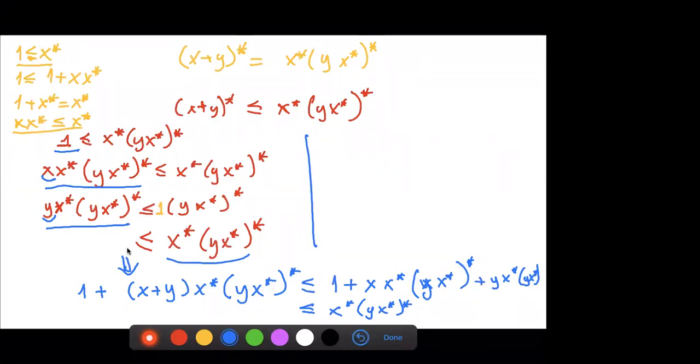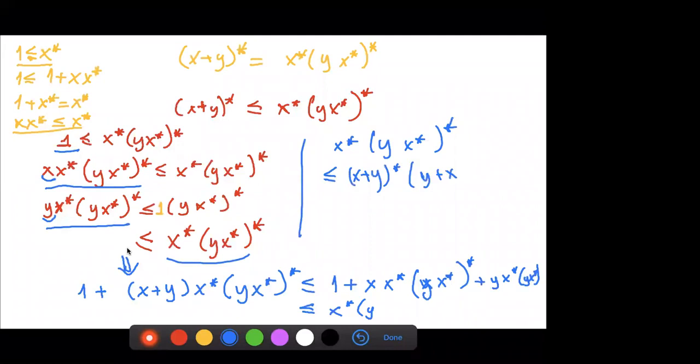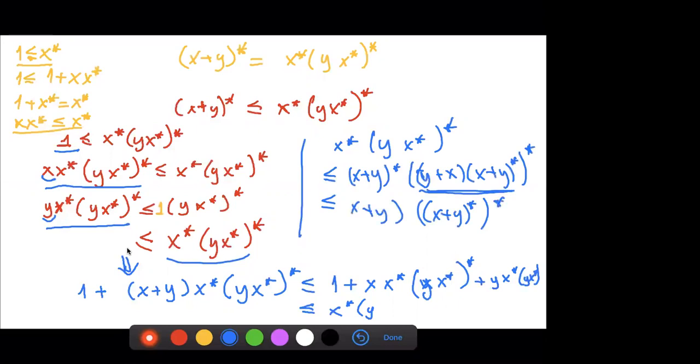don't know why I keep replacing x's by a's. So for the other direction, I'll just take x star, y x star star, and I can now replace x and y by x plus y everywhere because of monotonicity. And when you do that, you can now see again by monotonicity that this thing here is below x plus y star star, and this is x plus y star.